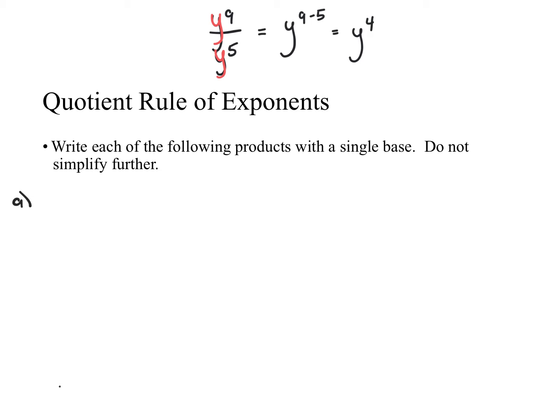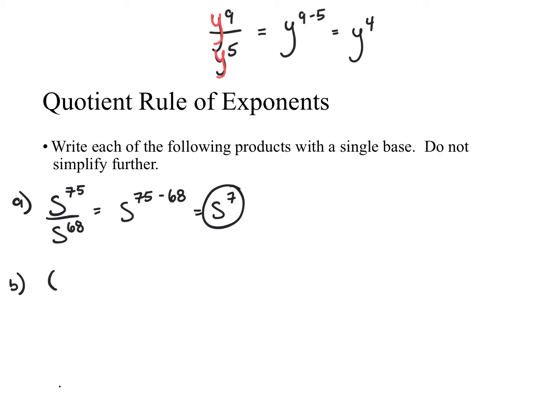So why don't we take a look at a couple of examples together. Let's consider s to the 75th power divided by s to the 68th power. Because we have the same base here, we can subtract the exponents, so that's s to the 75th power minus 68, leaving us with s to the 7th power. Let's take a look at another example.